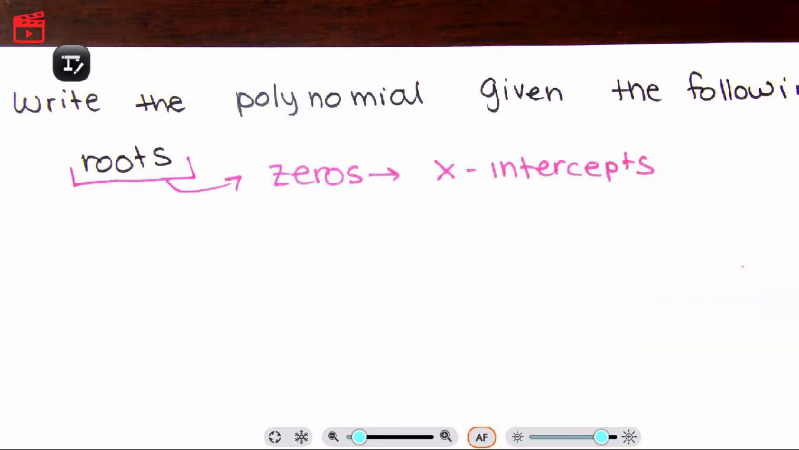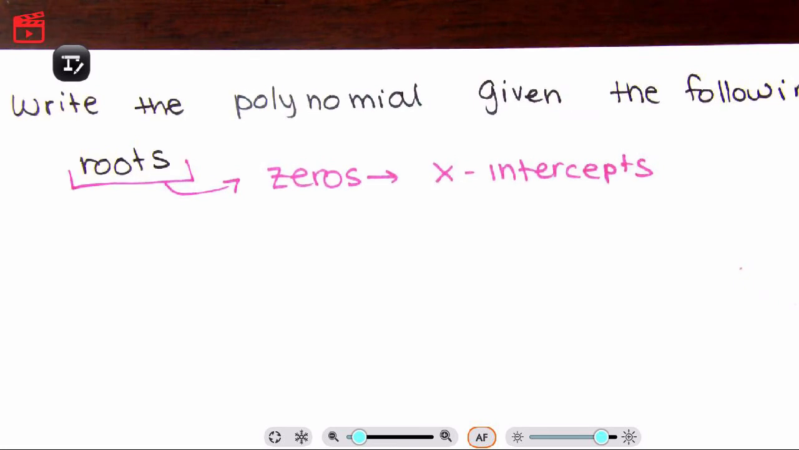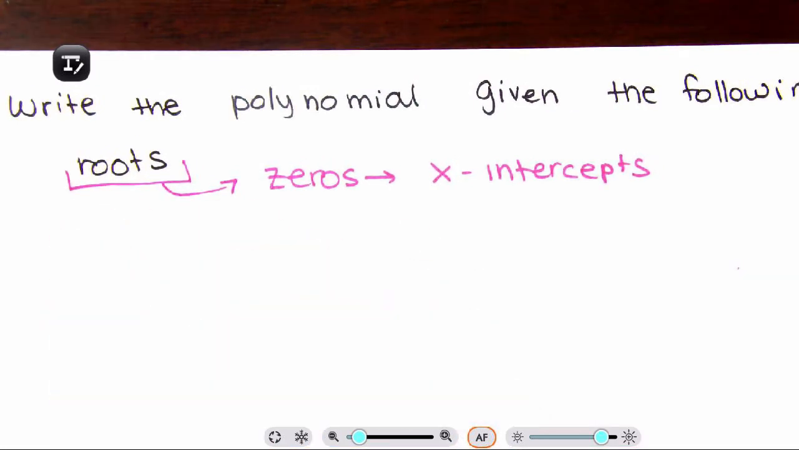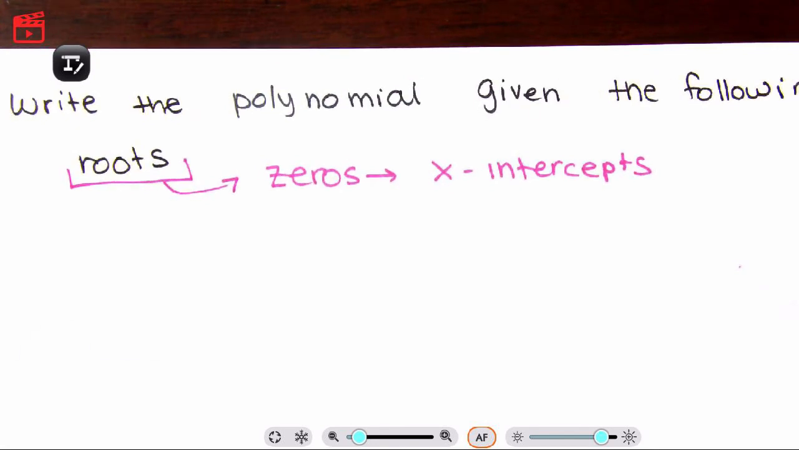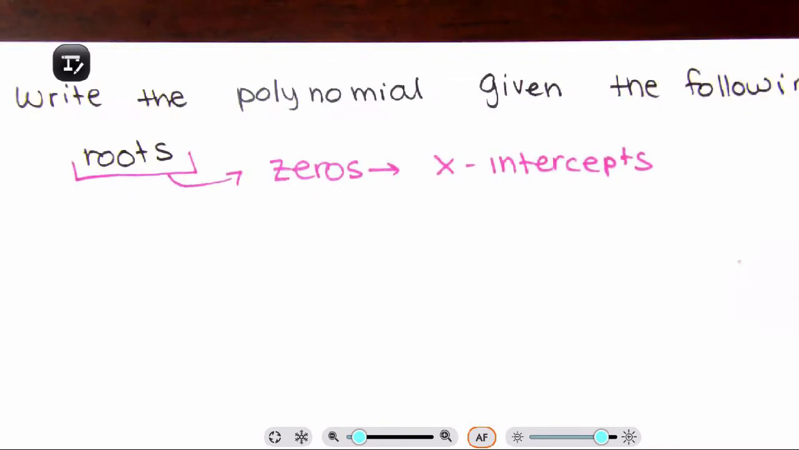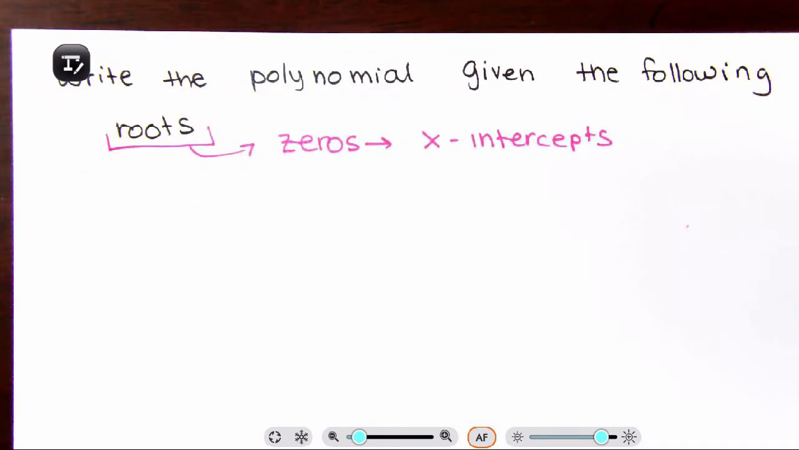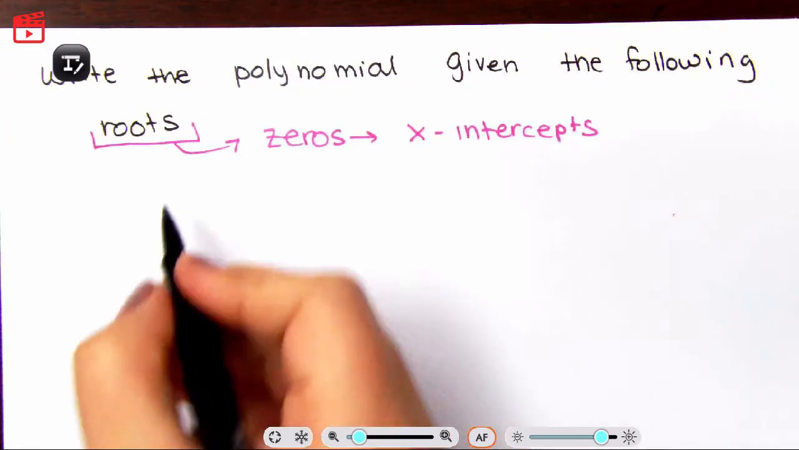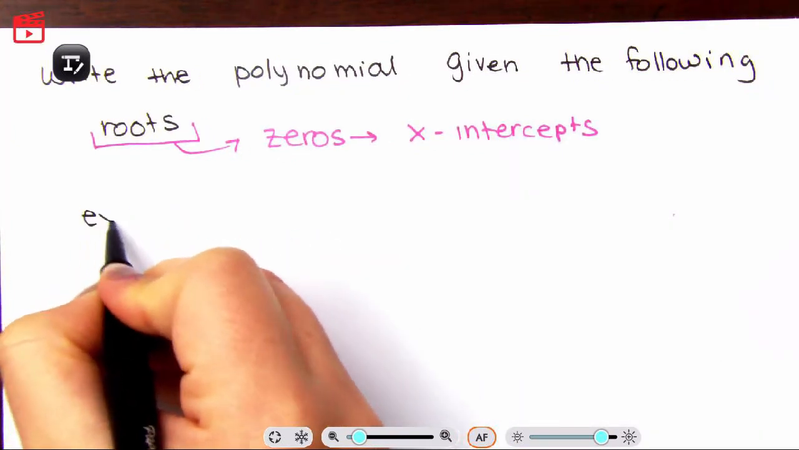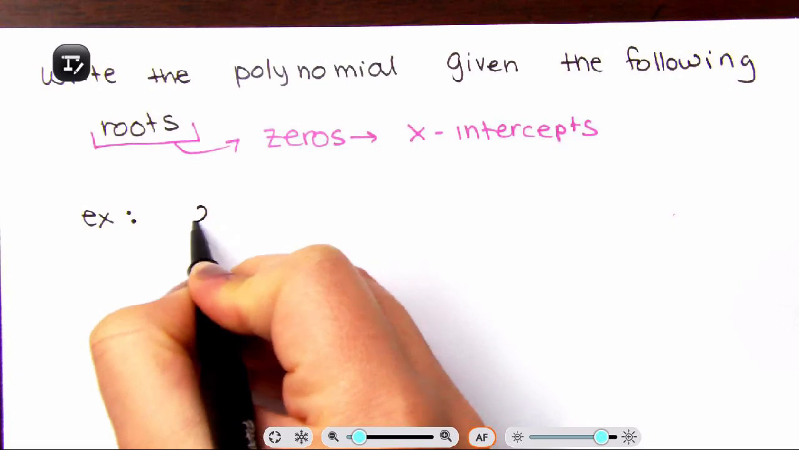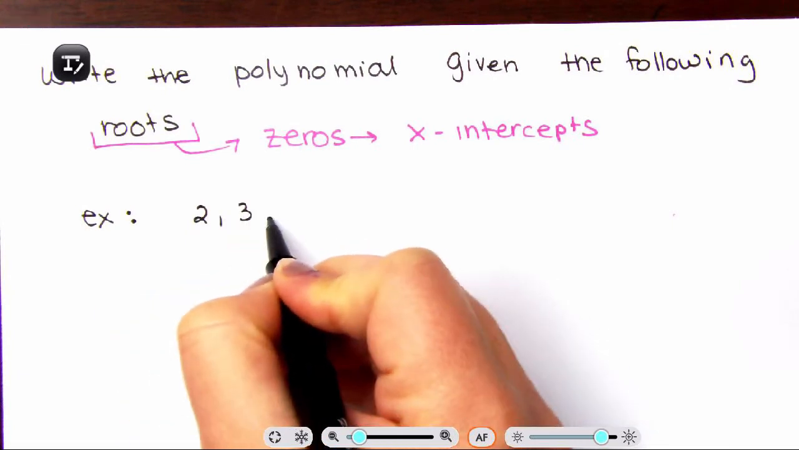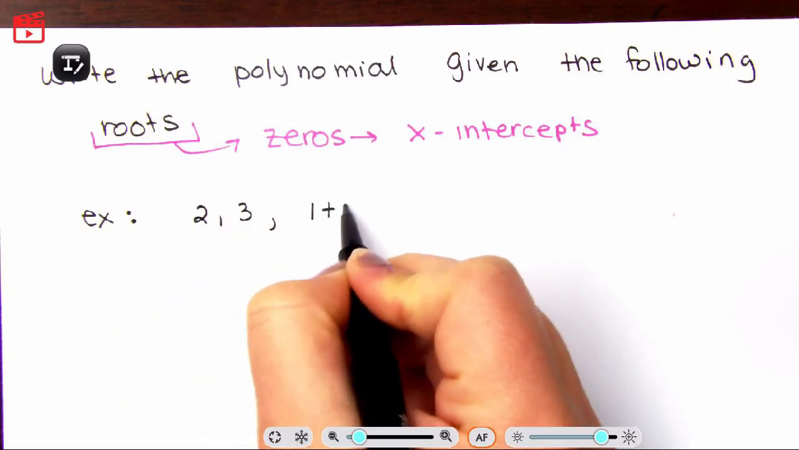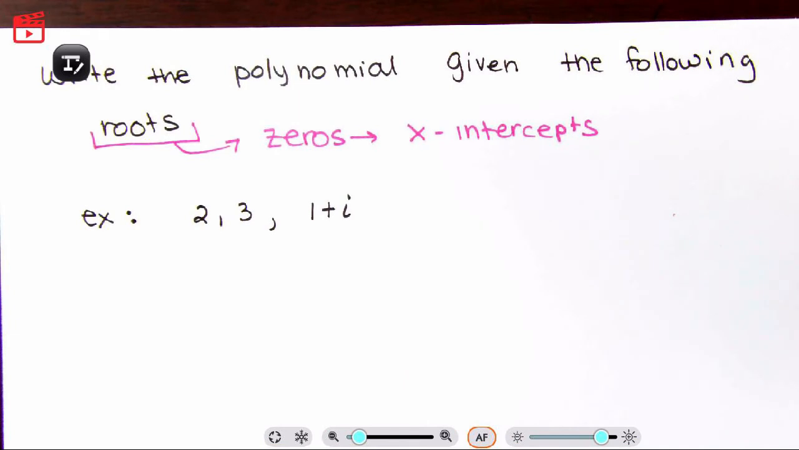So if we have x-intercepts and we want to write the polynomial, you're going to do exactly what you did with your graphing. I hesitated there for a second. I'm like, when did we do this? When we were writing the equation of a polynomial given a graph. So here are the givens. For example, you're going to have 2, 3, 1 plus i. Those are your zeros. Those are your x-intercepts.